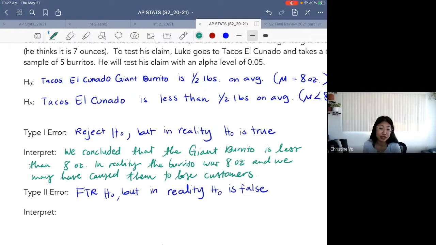For our type 2 error, we have that we failed to reject our null hypothesis, but in reality, our null hypothesis is false. So what I would say here is that we concluded that the giant burritos were 8 ounces, but in reality, they were less than that. So as a consequence, we got scammed by Tacos El Cunado, and then we basically wasted our money.